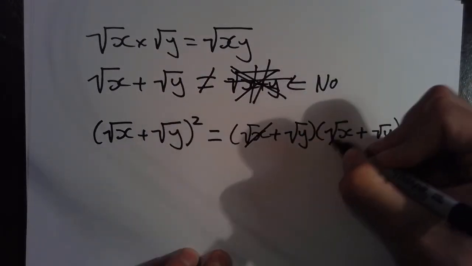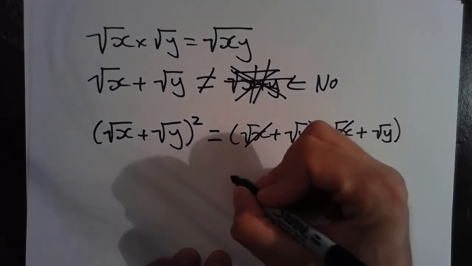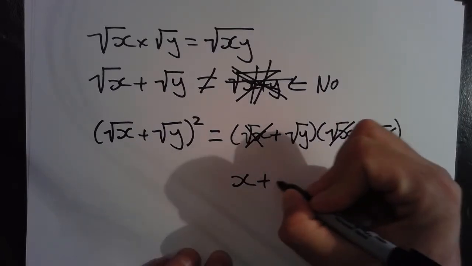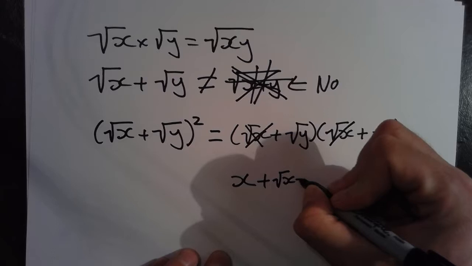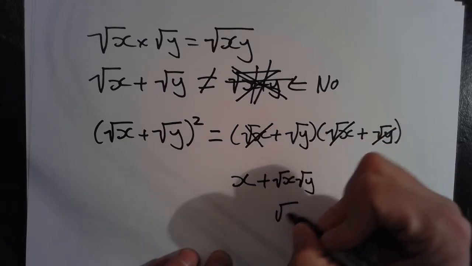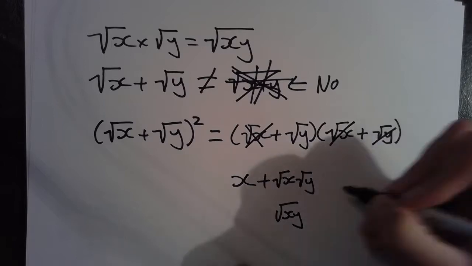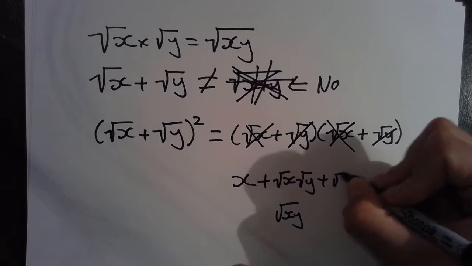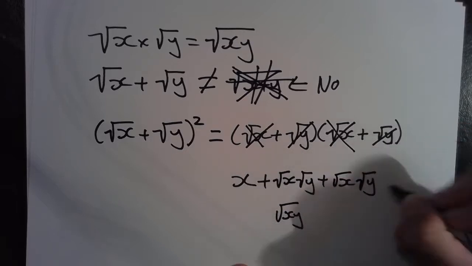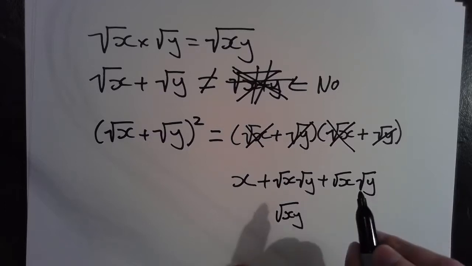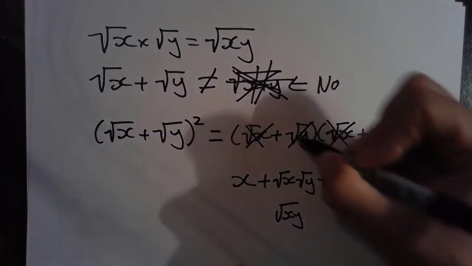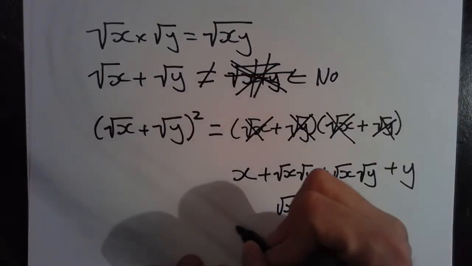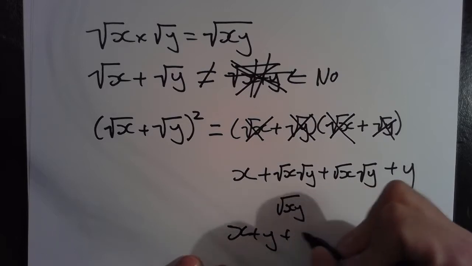So the square root of x multiplied by the square root of x is x. The square root of x multiplied by the square root of y is just root x root y. Of course it's also root xy, depends how you want to write it. The square root of y multiplied by the square root of x is the same thing, root x root y. Of course that could also be the square root of y first, square root of x second, it doesn't make a difference. And then finally the square root of y multiplied by the square root of y equals y, so that would be x plus y plus 2 root xy.